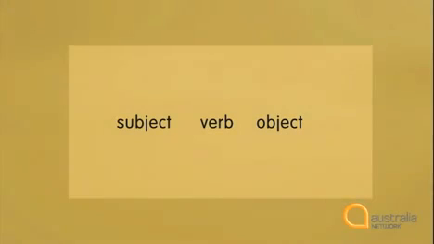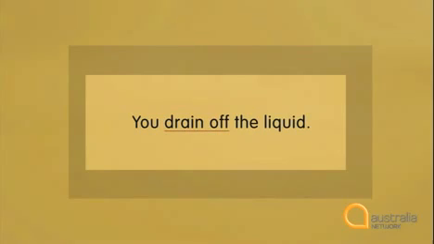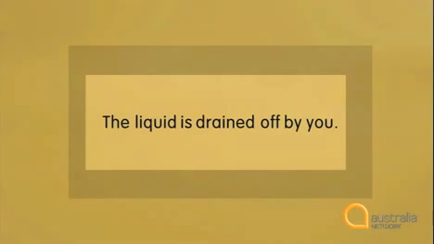Most English sentences use the active form. That's subject, verb, object. But in the passive, sentences begin with the object of the verb. Object, verb, subject. In this sentence, we know that drain off is the verb, you is the subject, and the liquid is the object. So, to form a passive sentence, we'll need to turn the sentence around into object, verb, subject. Notice that we add the word by. The liquid is drained off by you.